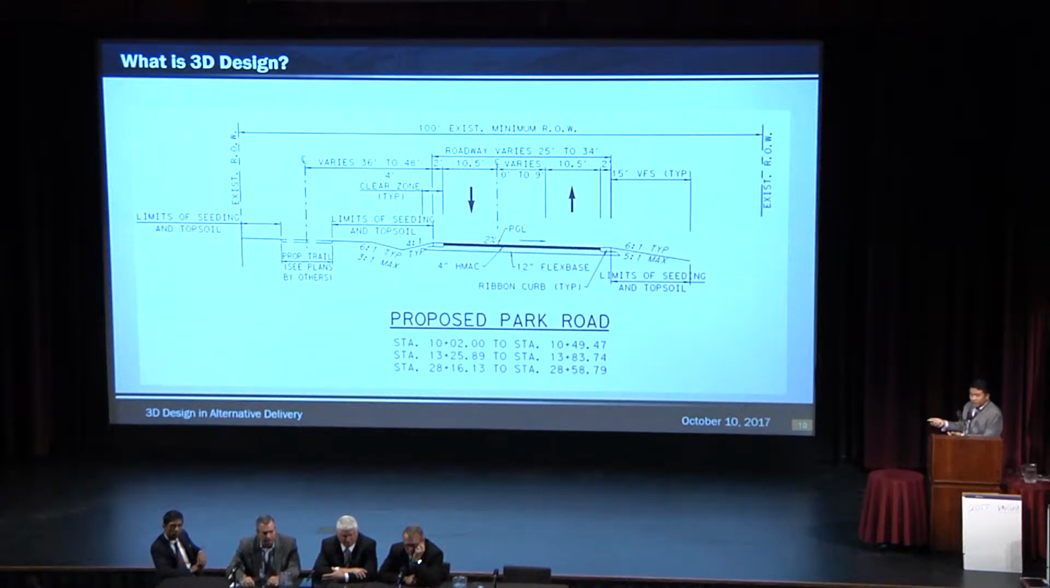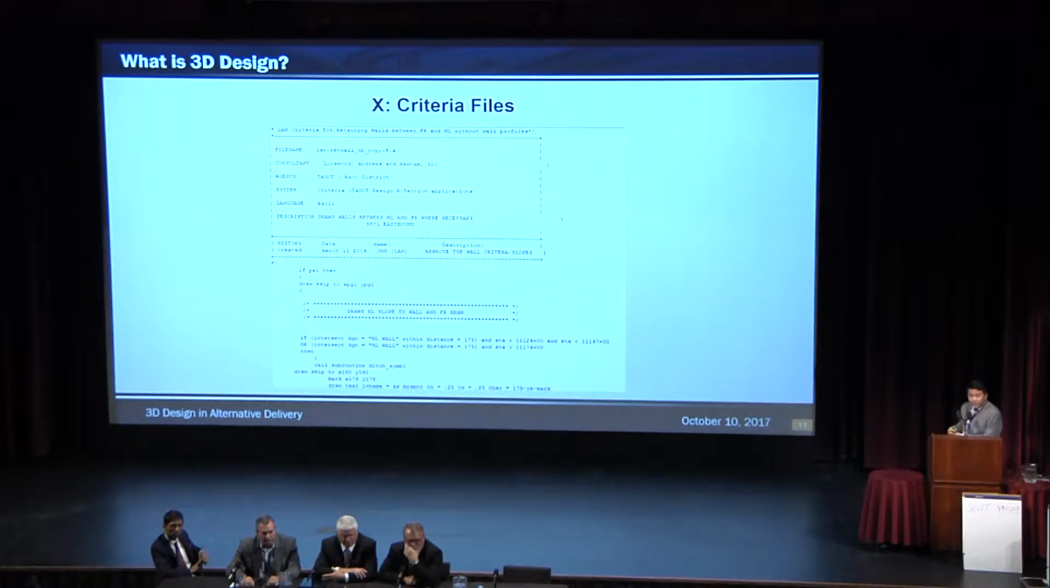We'd create our typical section. This is our typical section. And then we'll write criteria files. Has anyone written criteria files? So it's a lot of programming. A lot of the guys back in the day would really get into this, and it would take a lot of debugging, especially if it didn't run right.